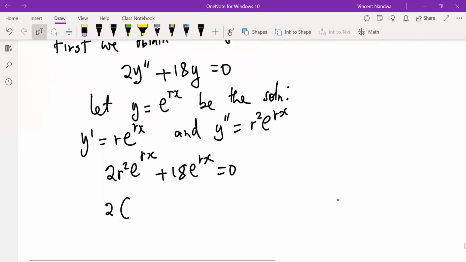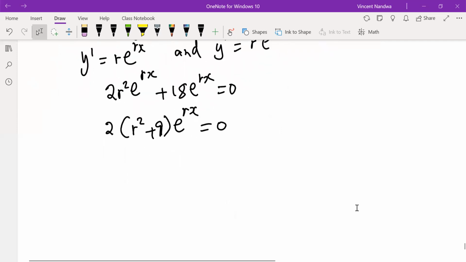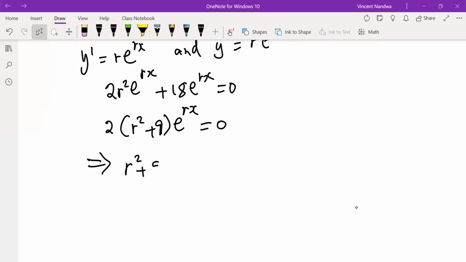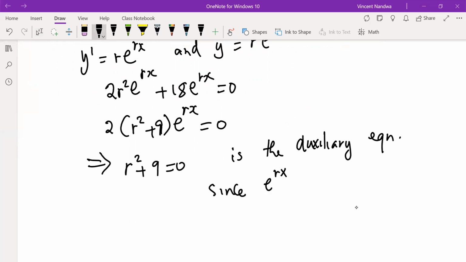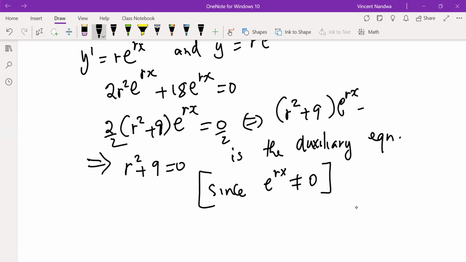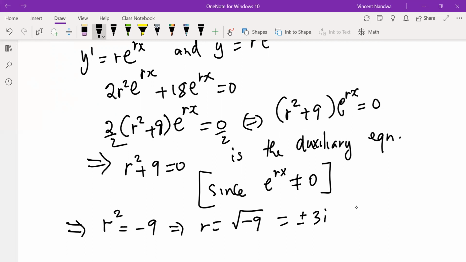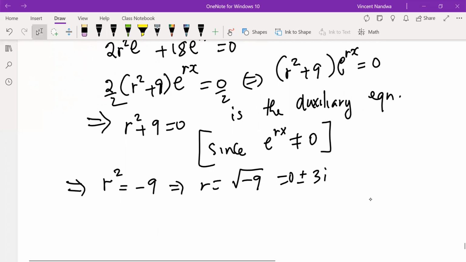So which is 2 times r squared plus 9, times e^(rx) equals 0. Which implies r squared plus 9 equals 0, which is the auxiliary equation, since e^(rx) cannot be 0. We have divided through by 2. So r squared equals minus 9, which implies r equals the square root of minus 9, which is plus or minus 3i. Or we can write it as 0 plus or minus 3i.